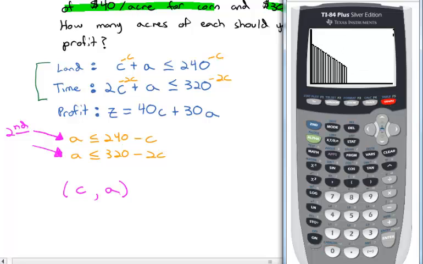Hit graph. There's the first line. There's the second line. Notice we get this four-sided thing in the bottom left corner. That's the place where we double shaded. That's what we're going to be interested in.